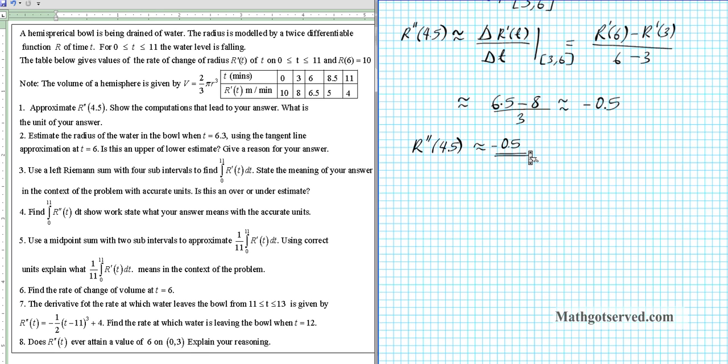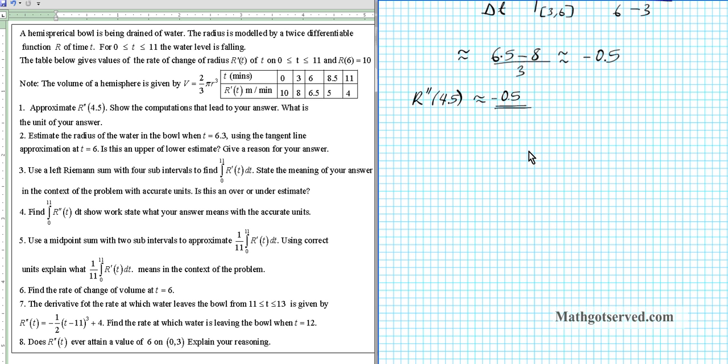So for problem 2, we are to estimate the radius of the water in the bowl when t is equal to 6.3 using the tangent line approximation at t equals 6. And then we have to determine if it's a lower or upper estimate, and give a reason for our answer. All right, so in order to estimate using a tangent line, we need to have the tangent line first. So let's just write down the steps.